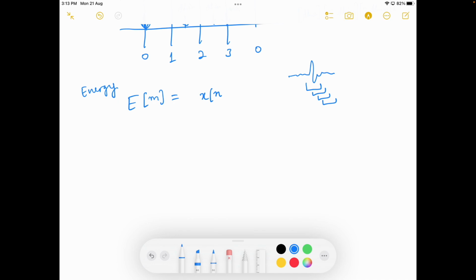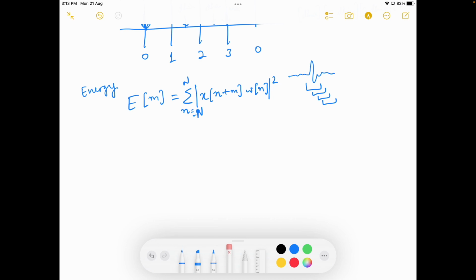So it's x of n plus m, because I will also shift it a little bit, and then w of n. And then you square it, sum over all n. But because your w is finite, you can take a finite sum also. Let's say the w is a window from minus N to plus N. Then just take a small window between minus N to plus N. The other things are anyway 0. No need to waste your computer resources.